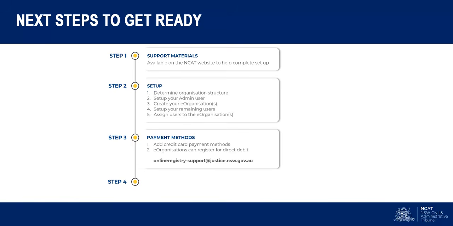Step 3 is to ensure you have the payment method set up. Individuals can add credit cards to their profiles, and e-organisations can register for direct debit to be used as a method of payment for applications lodged. To set up a direct debit, email the New South Wales Online Registry at onlineregistry-support@justice.nsw.gov.au.